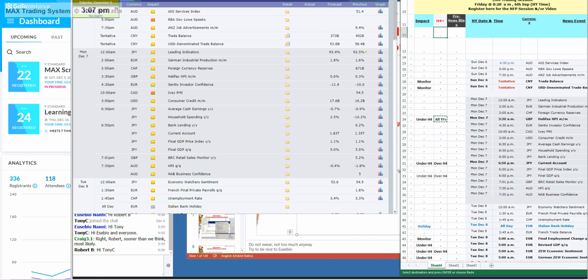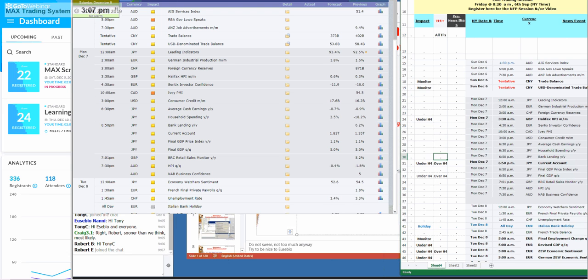So on Monday we will have the pound Halifax HPI month over month, major, so under H4. Let's try to use the new denomination. I'm just trying to find it. Monday at 3:30, under H4 and not all time frames. Yeah, correct.